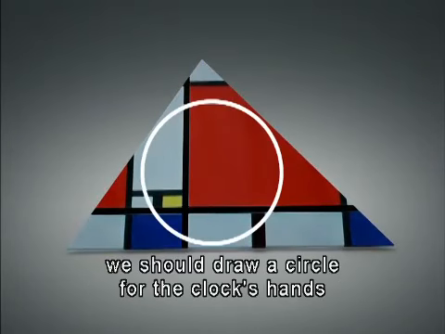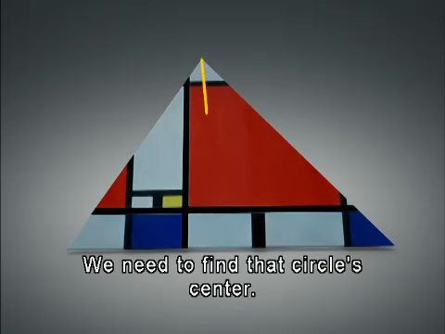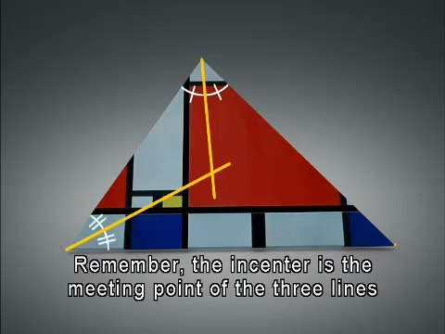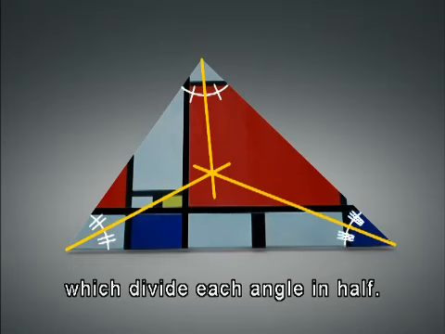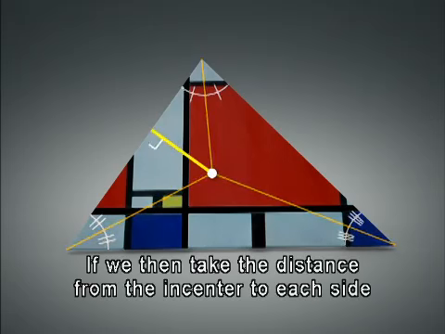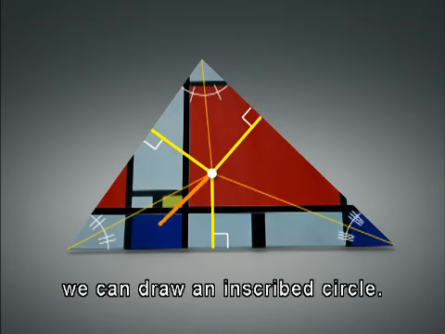To make a triangular clock, we should draw a circle for the clock's hands that stays inside the triangle. We need to find that circle's center. So that means we need to find the incenter of the triangle. Remember, the incenter is the meeting point of the three lines which divide each angle in half. If we then take the distance from the incenter to each side and use it as a radius, we can draw an inscribed circle.